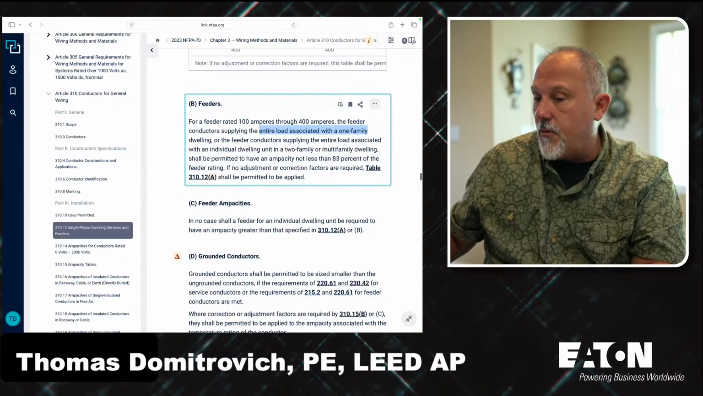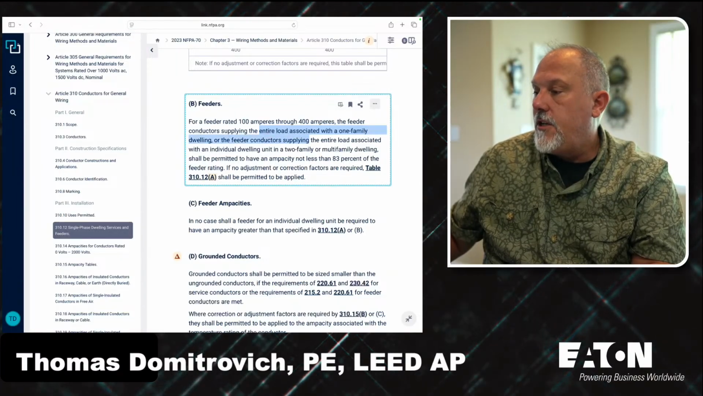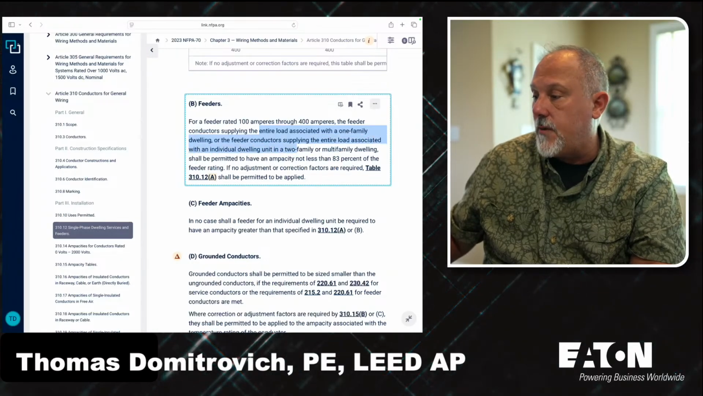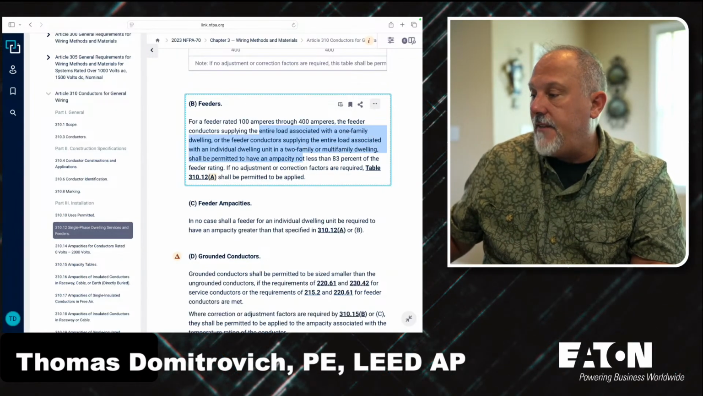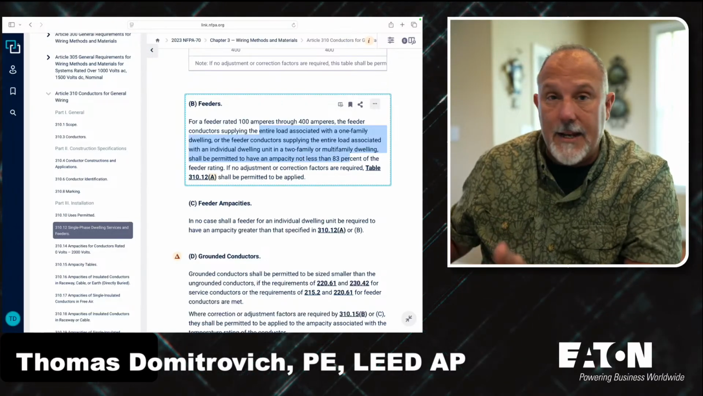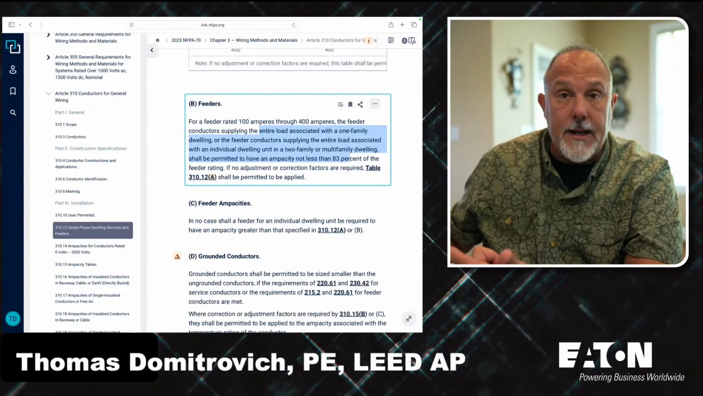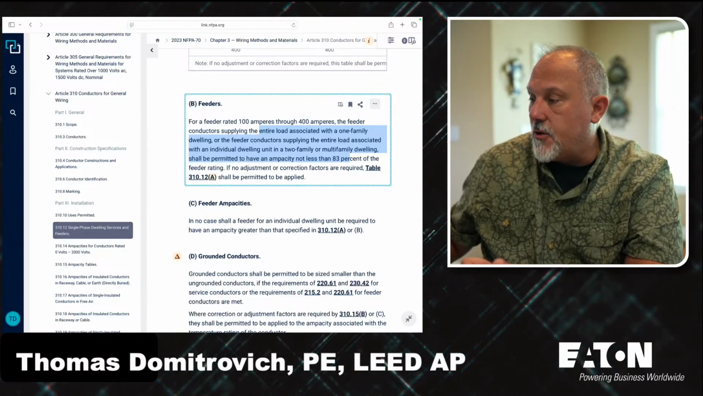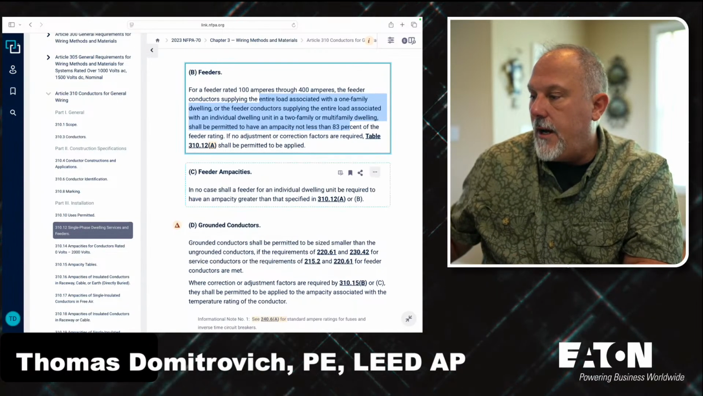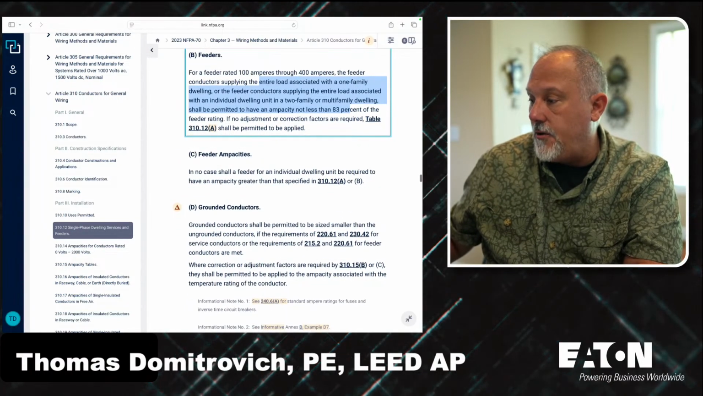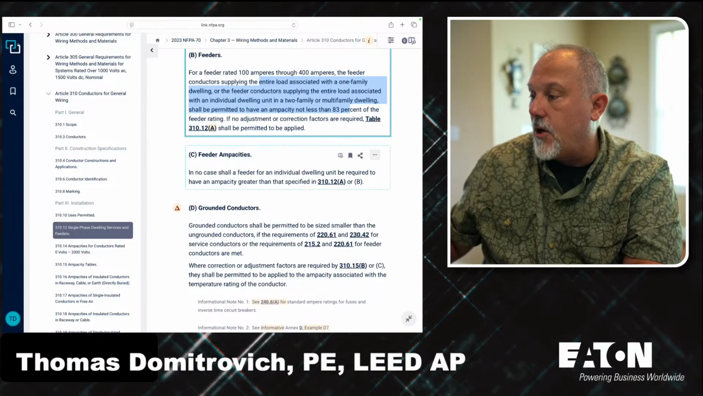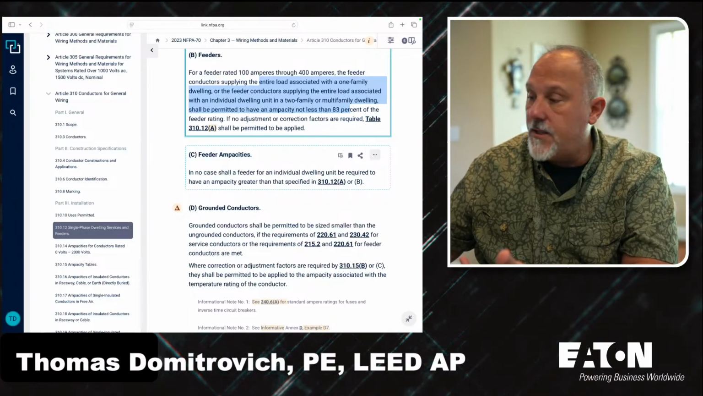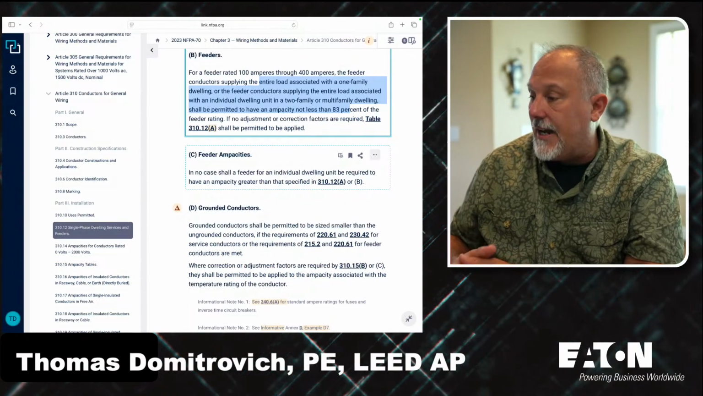But now feeders, for a feeder rated 100 amps through 400 amps, the feeder conductor supplying the entire load associated with one family dwelling or the feeder conductor supplying the entire load associated with an individual dwelling unit shall be permitted to have an ampacity not less than, so this is again a minimum ampacity. And it's permitted, it's not required. If no adjustment or correction factors, then you use that table. In no case shall a feeder or an individual dwelling unit be required to have an ampacity greater than. So that is very similar to a minimum size.